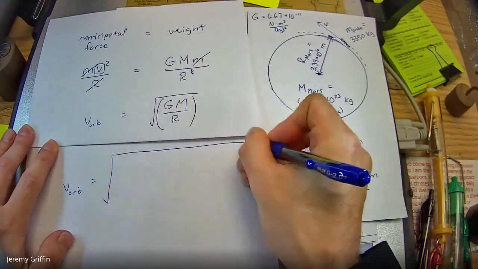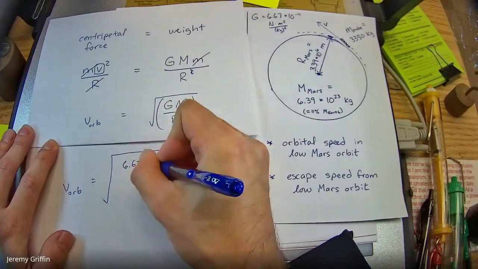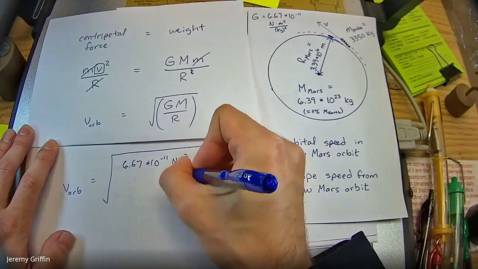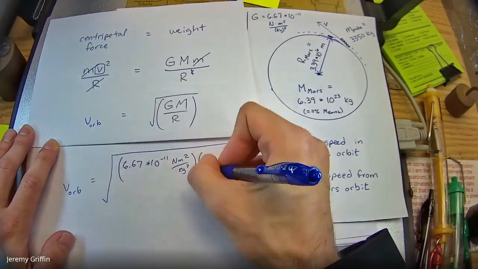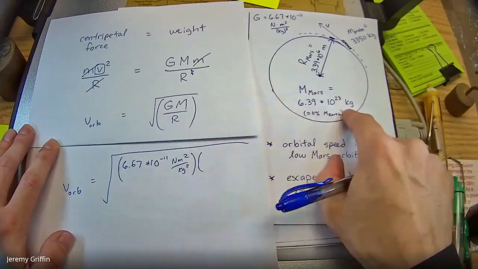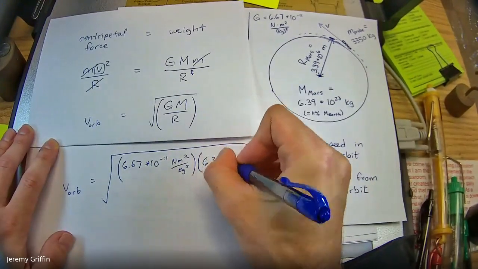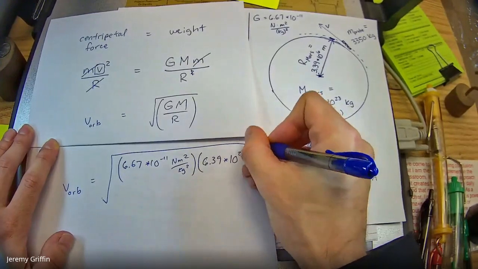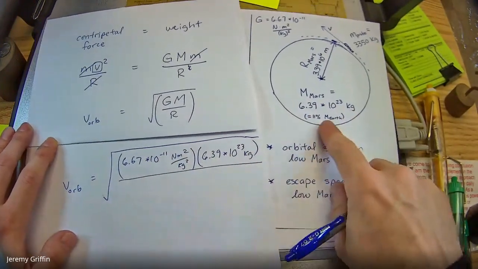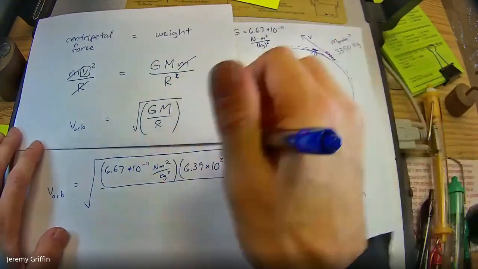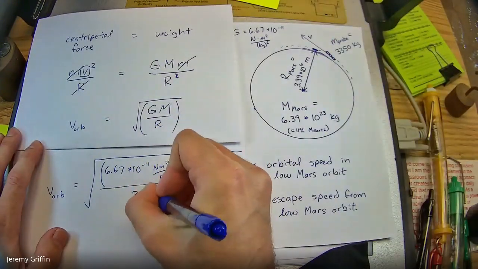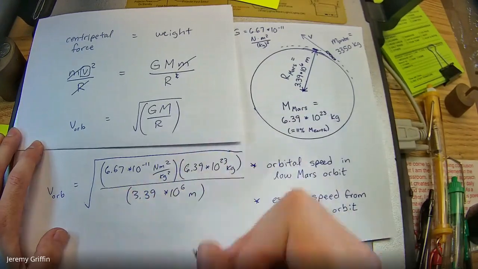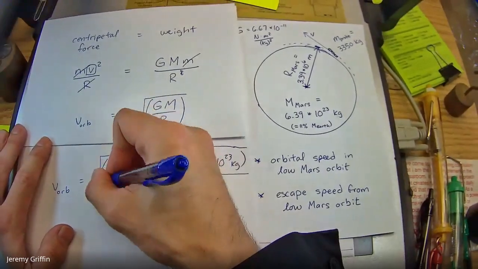Let's try this again. So G is 6.67 times 10 to the minus 11 meters squared per kilogram squared. The mass of the planet is 6.39 times 10 to the 23 kg. And the radial size is 3.39 times 10 to the 6. Okay, so I think I'm all right now, right? Is that right? Okay. Thanks for catching these.